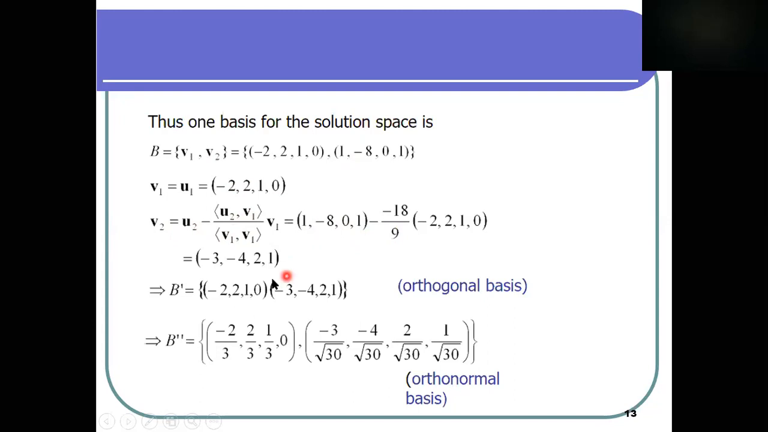So in that case, student, ultimately we have two basis vectors, and correspondingly the cardinality of the orthogonal basis is also two. By cardinality, I mean the number of elements in the orthogonal basis. Similarly, if you divide each and every element of this set by its norm, we will get an orthonormal basis.